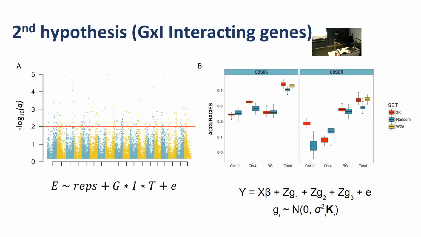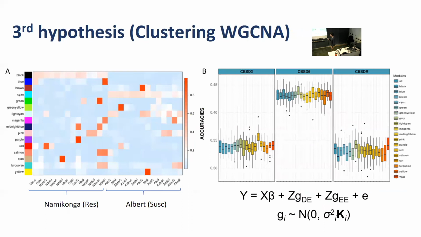It didn't quite work yet. So then we have a third hypothesis. What if, instead of using the differentially expressed genes, we just use a clustering method, whole genome weighted gene co-expression network analysis, to try to mine important genes.